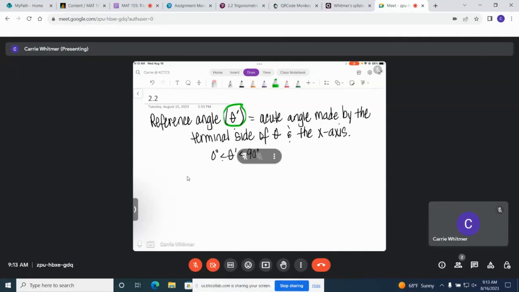A reference angle is just the acute angle made by the terminal side of theta and the x-axis. Your reference angle will always be between 0 and 90 degrees. So let's look at what that means as far as how to find a reference angle. Our first problem matches up with number 1 on my lab, and it says to find the reference angle.